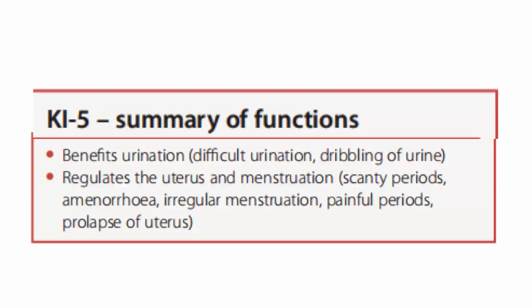To summarize its function, Kidney 5 benefits urination in difficult urination or dribbling of urine. It also regulates the uterus and menstruation in cases of scanty menstruation, amenorrhea, irregular menstruation, painful periods, and prolapse of uterus.